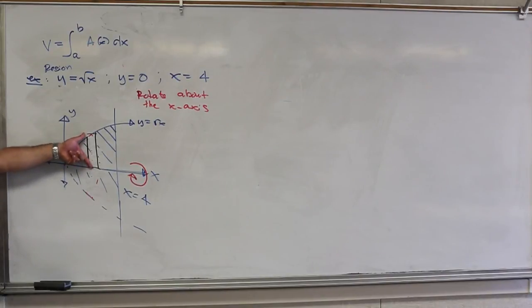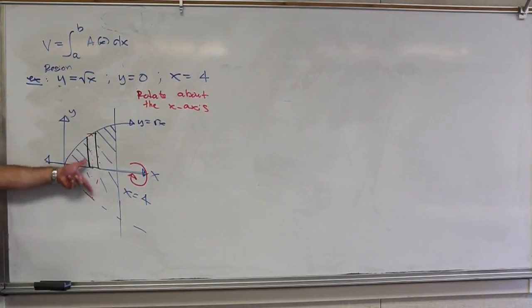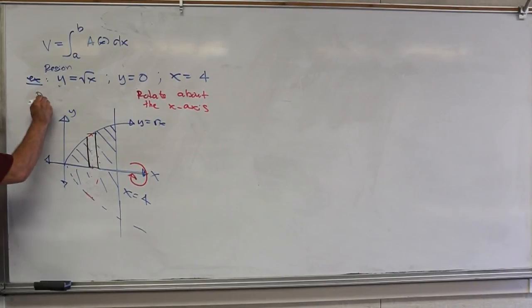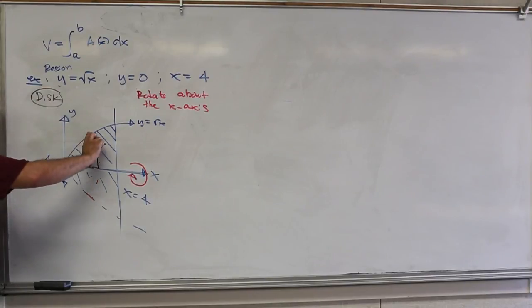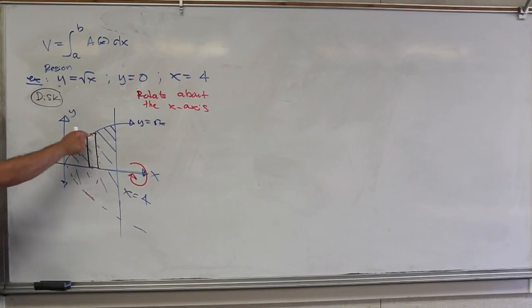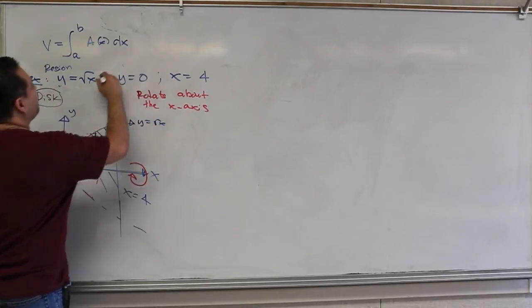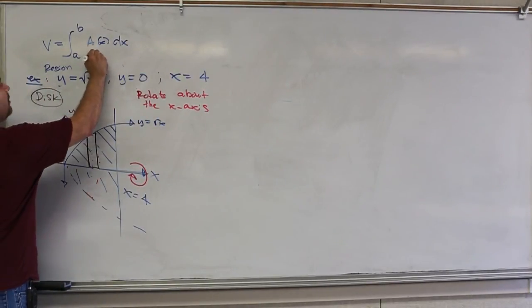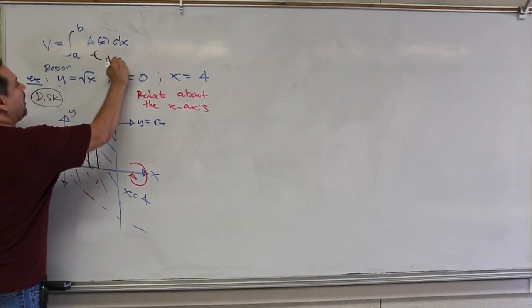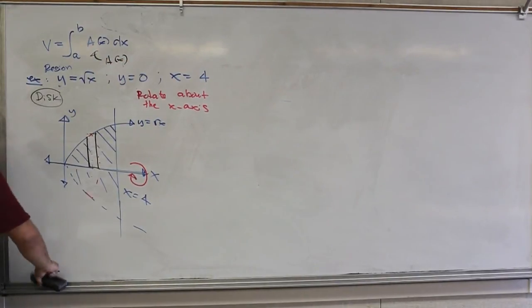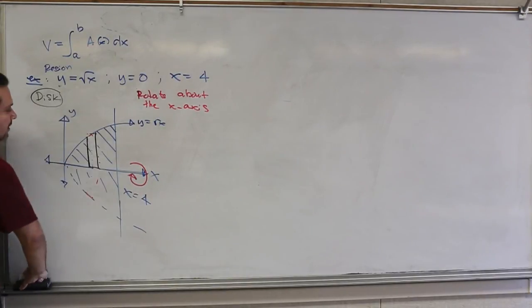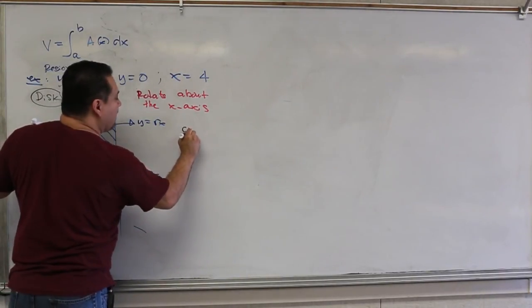What does that strip become? It's now going to become a what? I think we're going to call this a disk, right? So if I take this strip and I rotate it about the x-axis, I'm now creating what we call a disk. Okay, we call this the disk method. Now, the real issue is going to be here. How do we describe, right, this cross-sectional area for a disk? So we want to describe the cross-sectional area.